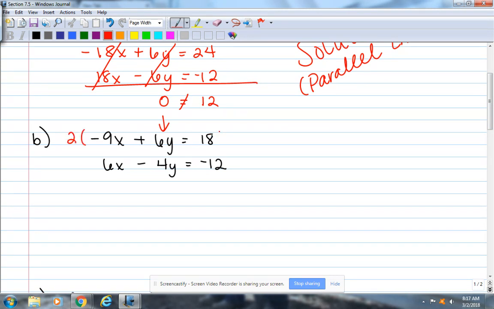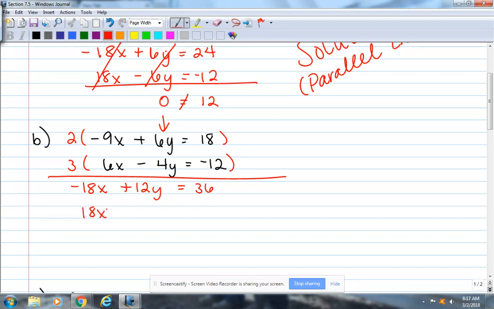So that's good. So what do I need to multiply times 6 to make it a positive 12? 2. And what do I need to multiply times negative 4 to make a negative 12? Positive 3. So draw my line. And I'm going to multiply the top row by 2. So 2 times negative 9x is negative 18x. 2 times 6y is positive 12y. And 2 times 18 is what? 36. And on the bottom, what's 3 times 6x? What's 3 times negative 4y? And 3 times negative 12?